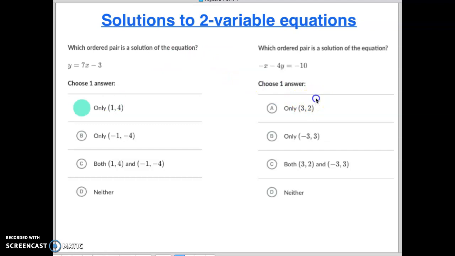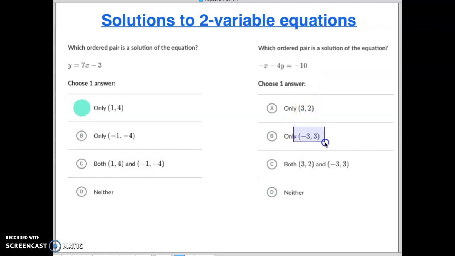All right, let's plug in 3 and 2 for x and y. So we got 3 for x, 2 for y. Well, if I plug in 3 for x, the negative sign in front of it makes it negative 3. If I plug in 2 for y, 2 times negative 4 is negative 8. Negative 8 and negative 3 is negative 11. Oh, that's not what that equals. So no, this one doesn't work.